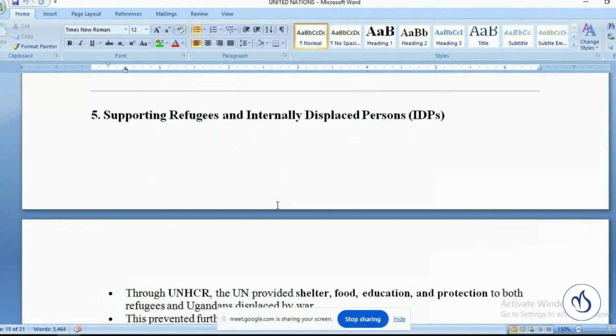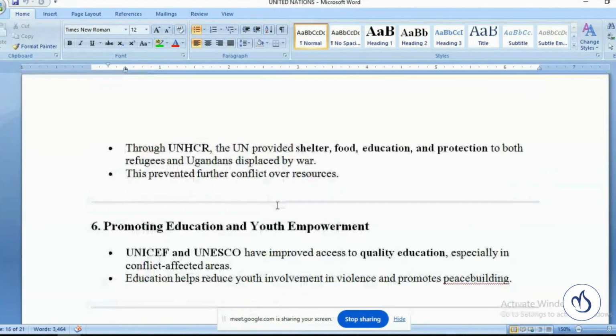Another one, we have supporting refugees and internally displaced people. Members, when a certain war happens, or if there is a conflict somewhere, we have what we call IDPs. IDPs, these are the people who get displaced in the country. And refugees, these are the people who move from one place to another, looking for settlement, for a better life. UNHCR, the United Nations High Commissioner for Refugees, will do that. It will provide shelter, food, education, protection to both refugees and Uganda's displaced people.